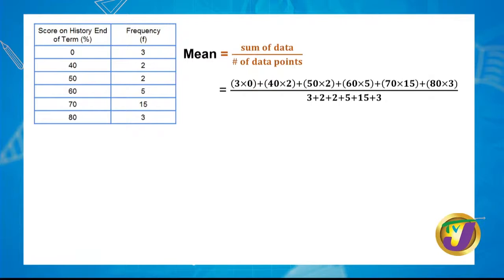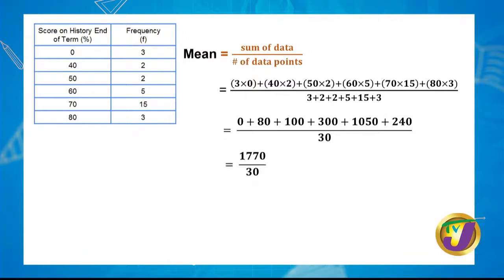So I'm seeing here we're multiplying the frequency by the score. Yes, and that will give you the subtotal for each group of students. Okay. So the group of students who got 0, the group of students who got 40, and so on. Okay. So the overall total for all the students was 1,770. Okay. And we divided that by 30 because there are 30 students in the class. Right. And that will give us a mean of 59.